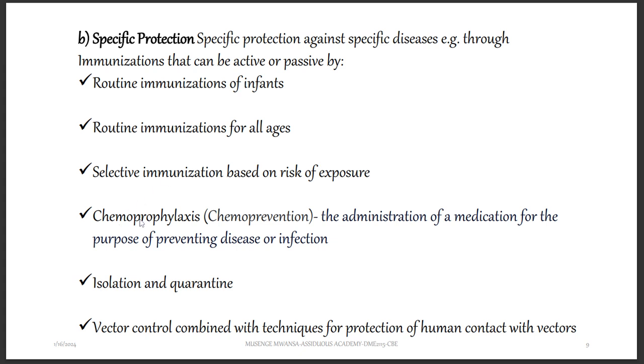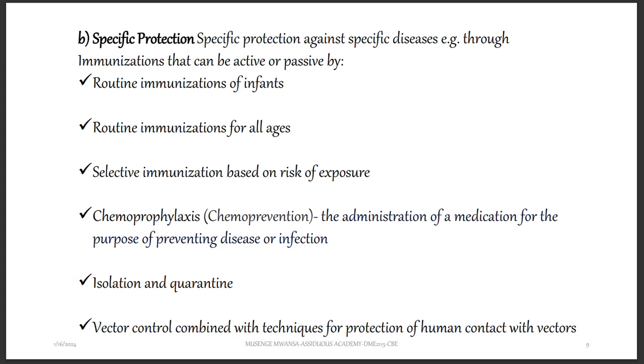Also, chemoprophylaxis, also known as chemoprevention. Now, chemoprevention is the administration of a medication for the purpose of preventing disease or infection. So you take medication so that you prevent the disease or infection from getting into you. Isolation and quarantine is also one of the specific ways of protection. Also, vector control is another way of protecting yourself.